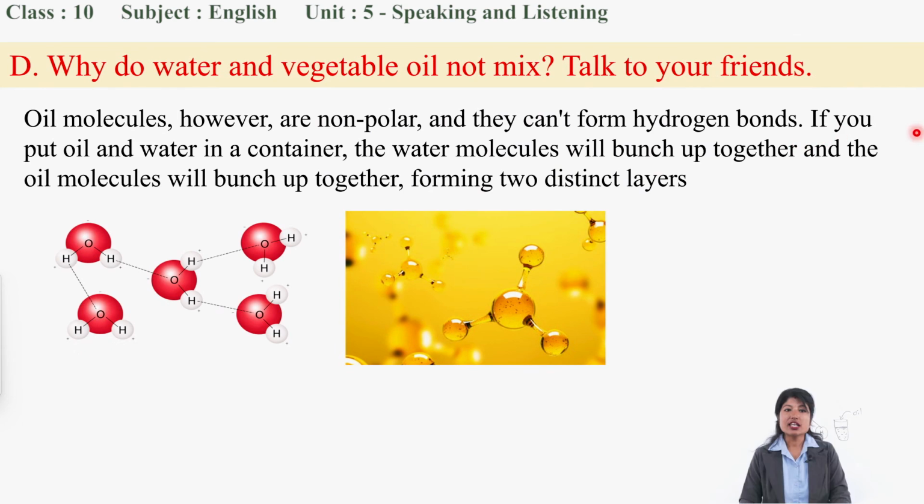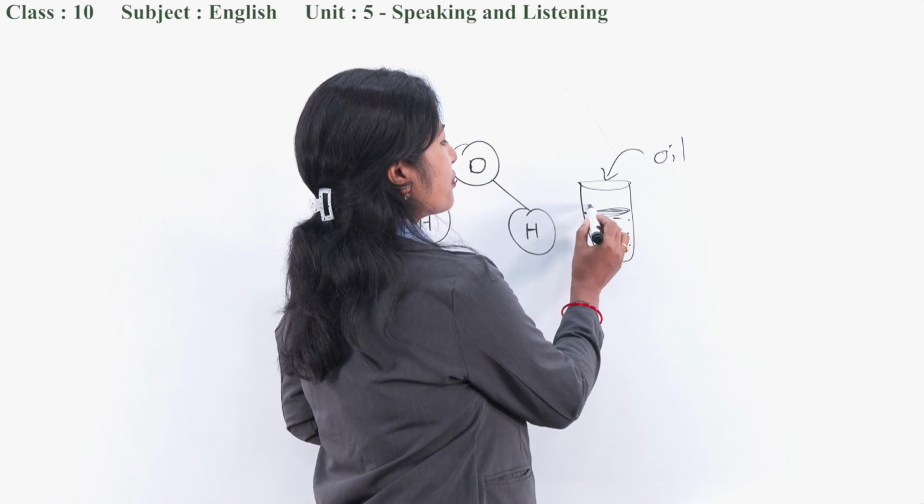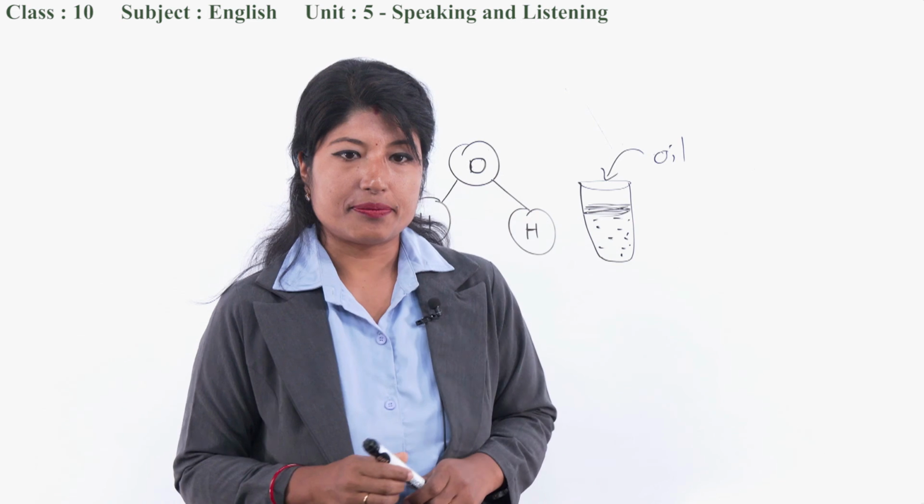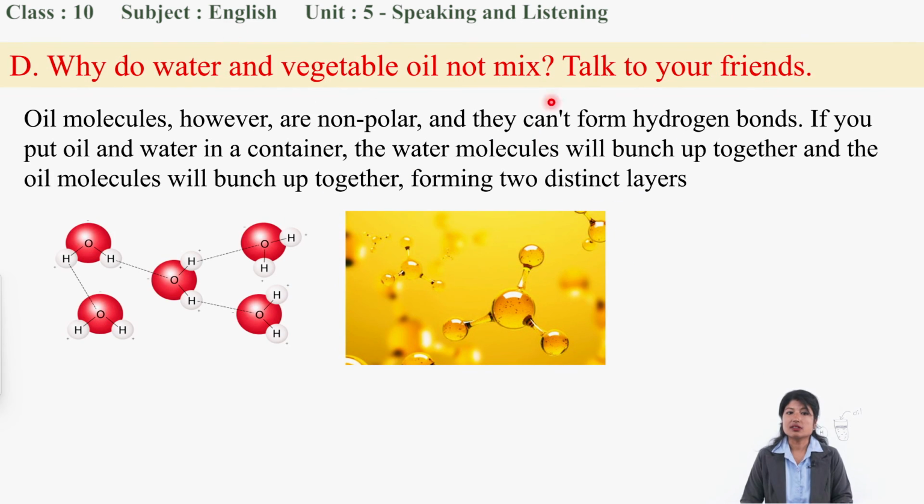because of density, right? If you put oil and water in a container, the water molecules will bunch up together and the oil molecules will bunch up together. So they will sit separately, forming two distinct layers. That's why there will be different layers, one layer of water, another layer of oil. So this is the reason: oil molecules are non-polar. The main answer is oil molecules are non-polar.